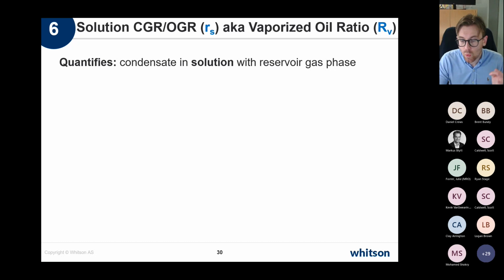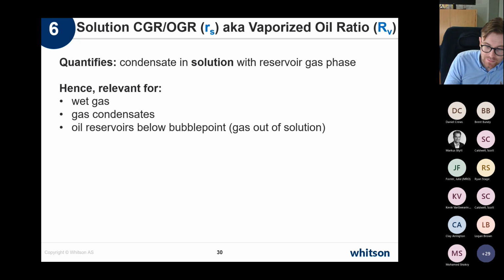Okay, so what is that relevant for? Well, it's relevant for wet gases, because wet gases produce a CGR. It does not have a dew point; we'll talk about that later. It will also be relevant for gas condensates.